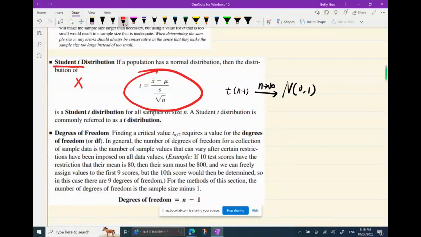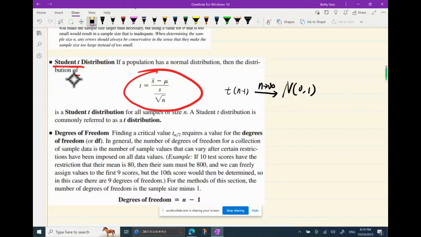If we have a sample mean and we standardize it, and then we switch the population standard deviation to the sample standard deviation, we would have the T distribution. As you can see, we switch the sigma to S, and we go from standard normal to T distribution. In fact, there's a closely related relationship between standard normal and T distribution.